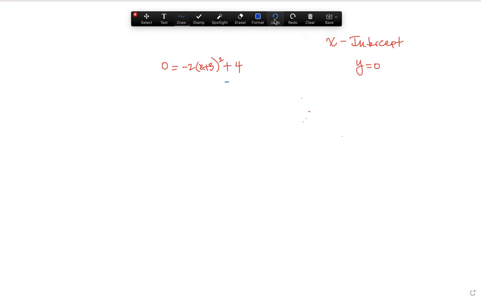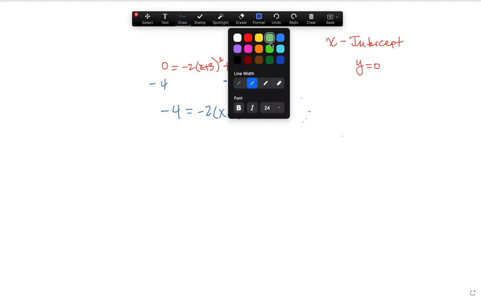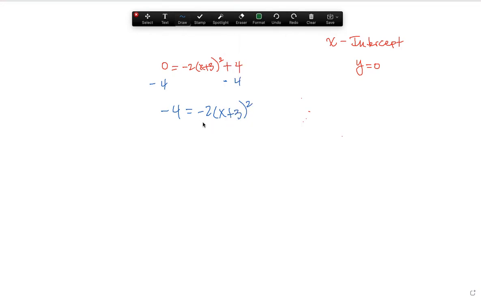Which constant do we move? Oh, I moved both of them. Okay, it's okay. One at a time. Go ahead. So I guess we could start with the 4. So -4 equals -2 times x plus 3 squared, and then where to from here? Divide by -2. Yep. Good.